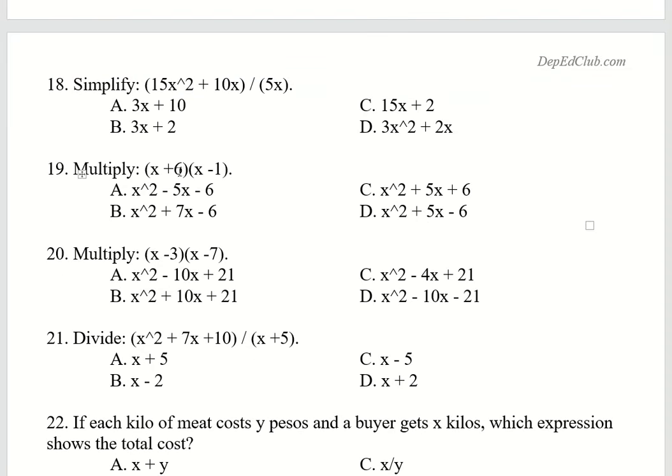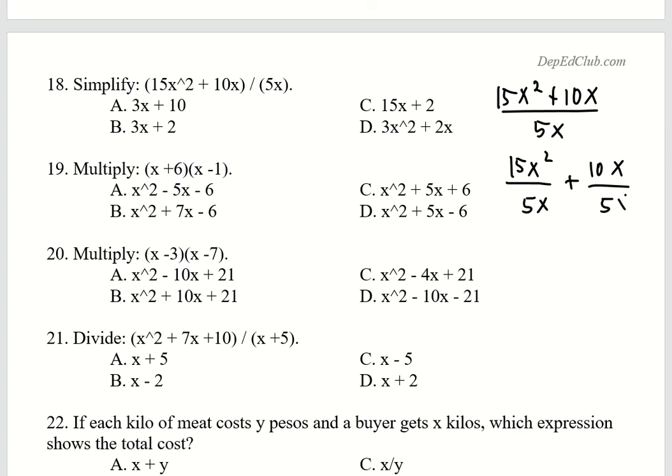18, simplify. 15x squared plus 10x over 5x. So you can separate it. So just divide 15x squared by 5x and then 10x over 5x. So this will be 15 divided by 5, that will be 3x, plus 10 divided by 5x, that will be 2. Nakakancel na po itong x. So 3x plus 2, which is letter B.